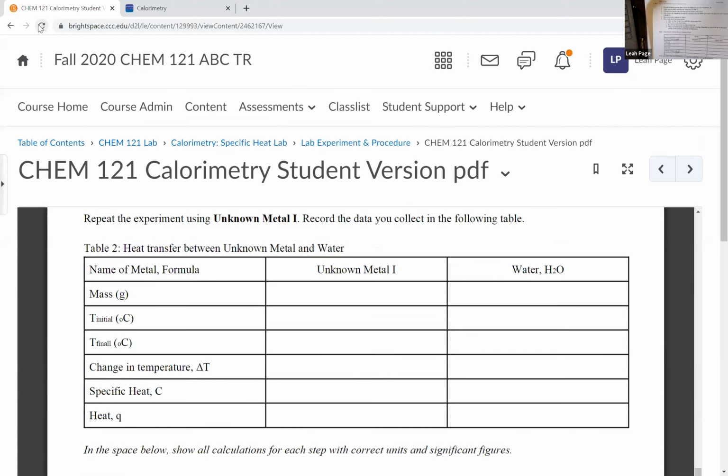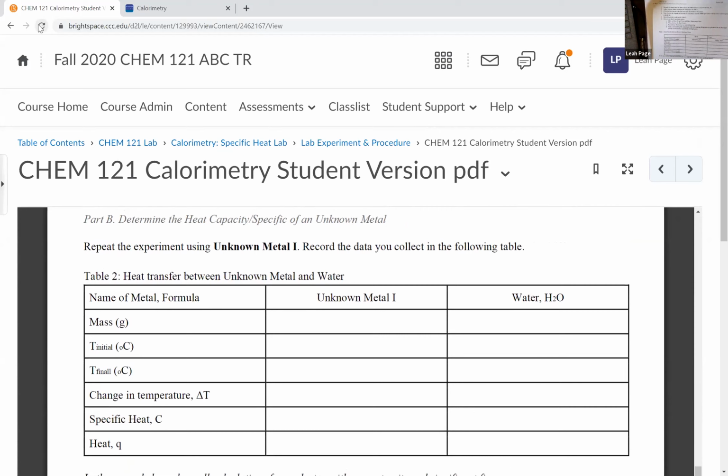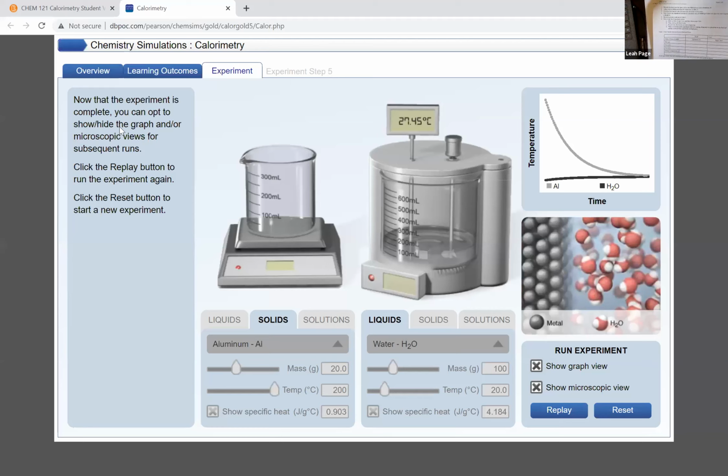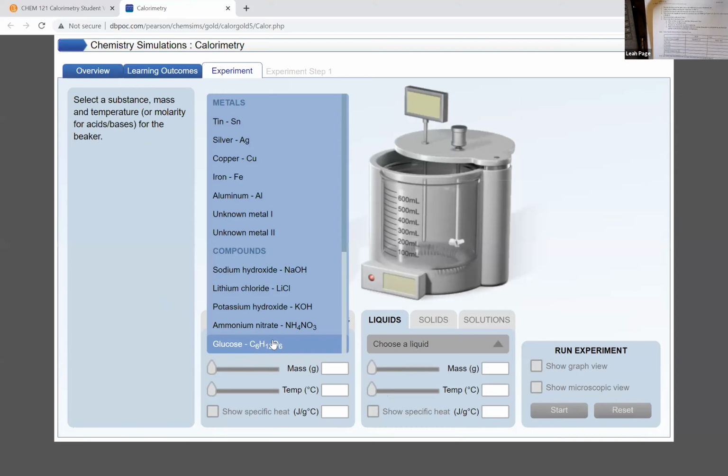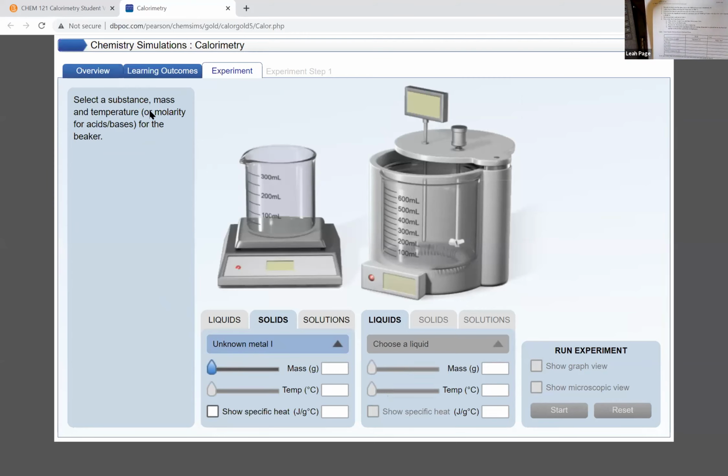Part B, you're going to do the same thing. It says repeat the experiment using the unknown metal and record the data. So now we're going to do the same experiment. I'm going to hit reset to do the same experiment. But now when we do the same experiment, when we click on solids, we want to click on unknown metal 1 for part B. That's all that means.